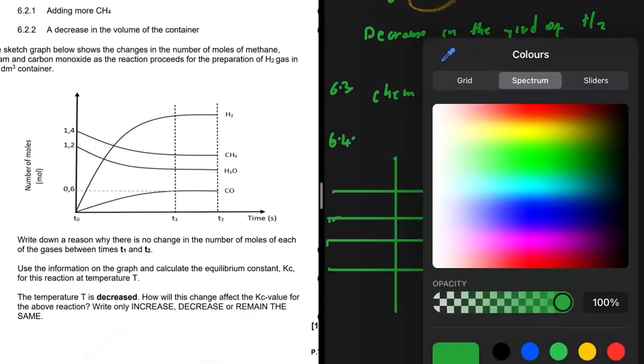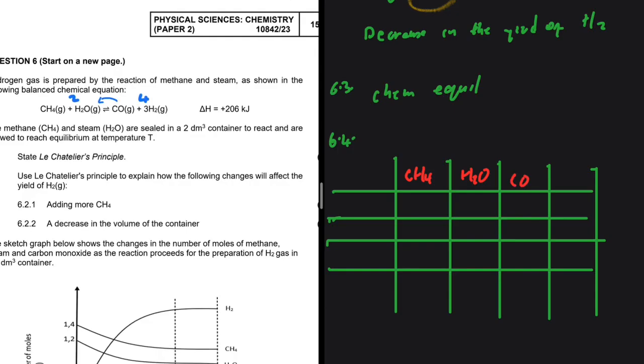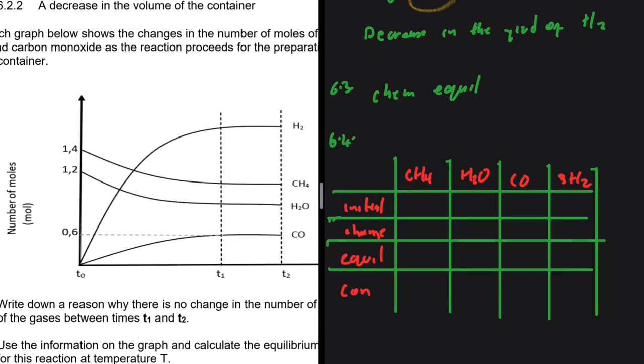What do we start with? Let's have our methane gas, CH4, and then H2O, carbon monoxide, and then hydrogen gas, whose balancing coefficient is 3. And then this is the initial number of moles, this is the change, the number of moles at equilibrium, and the concentration. So let's take a look at our graph.